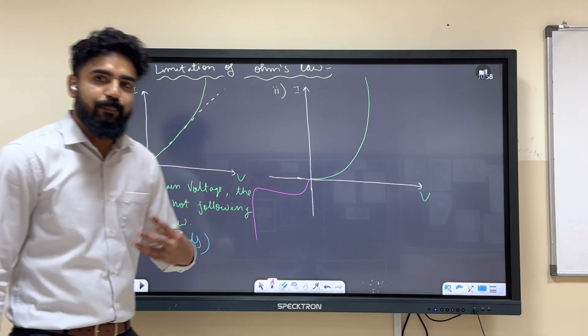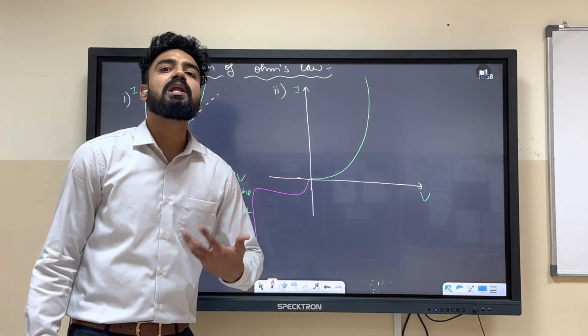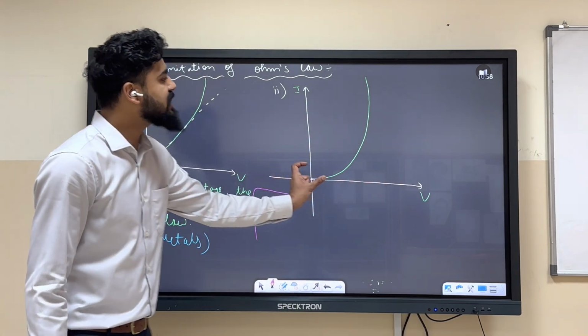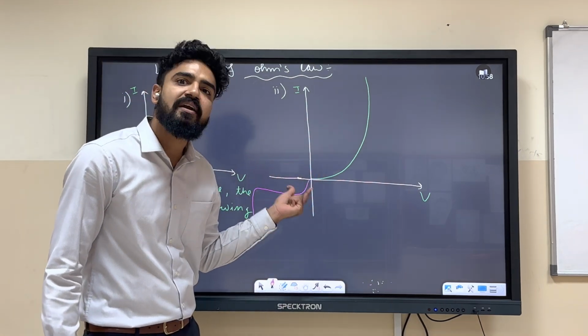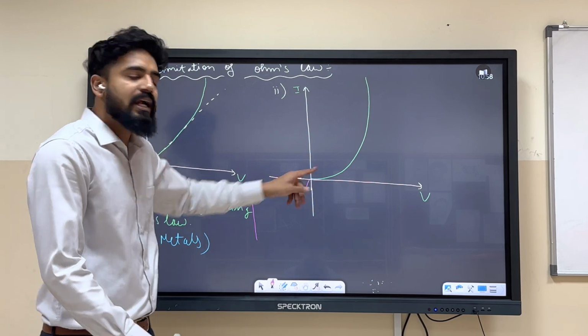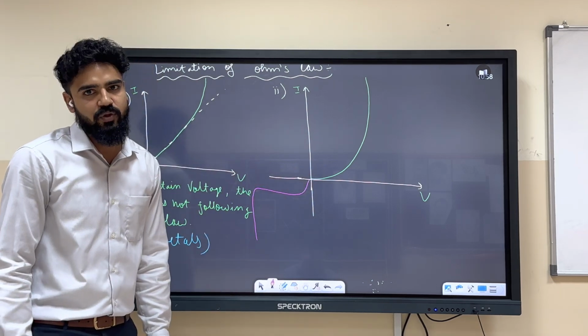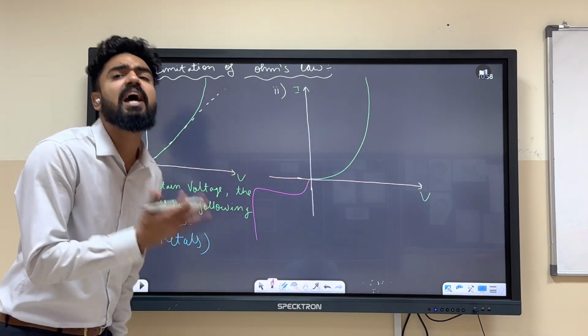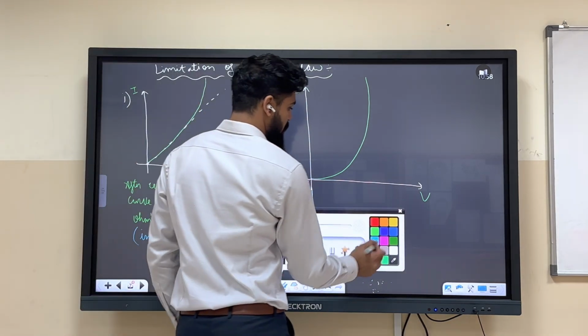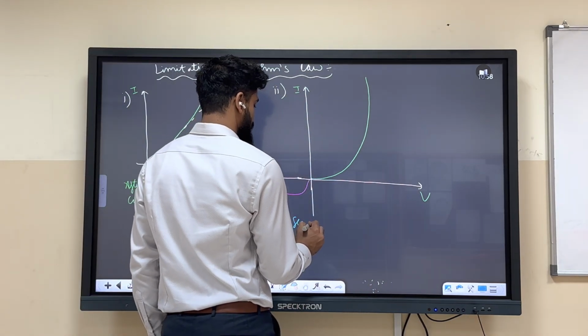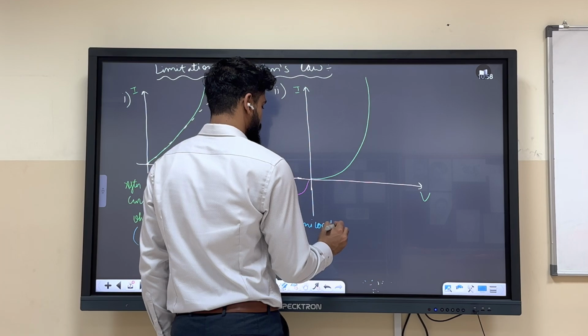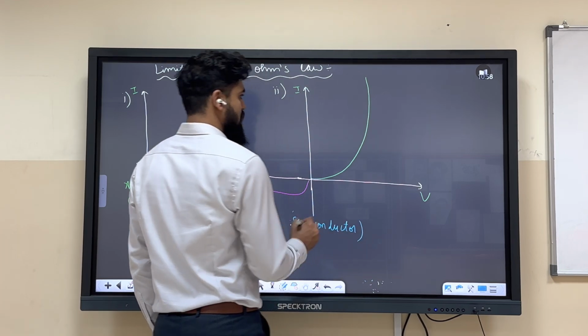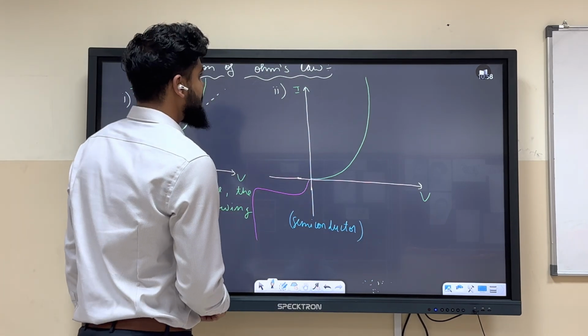So this thing is also a limitation, because when you are reversing the polarity of the cell or battery, the current should follow that, but it is following a very different curve. So this is another limitation. Where? Semiconductor. This is the second limitation.